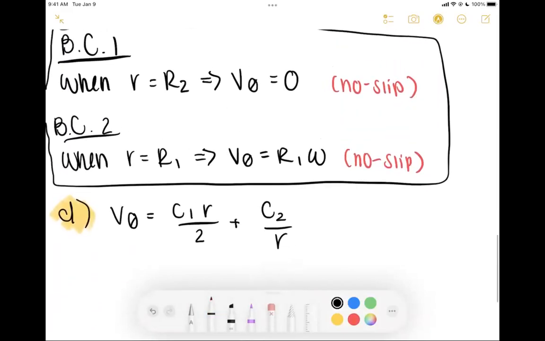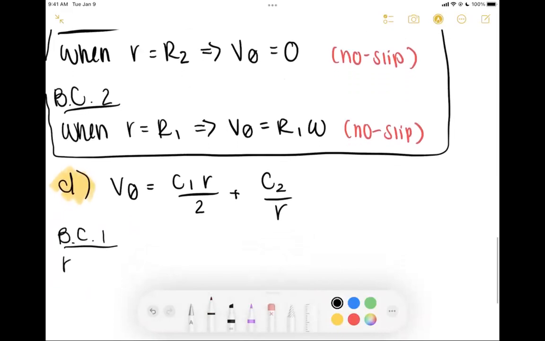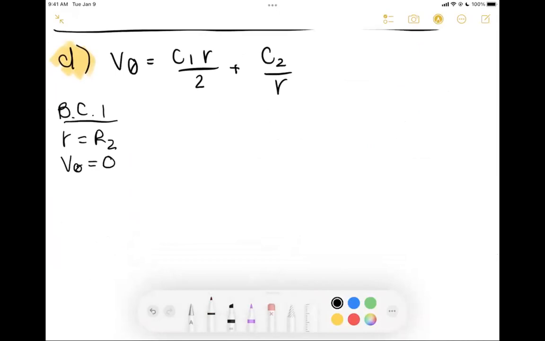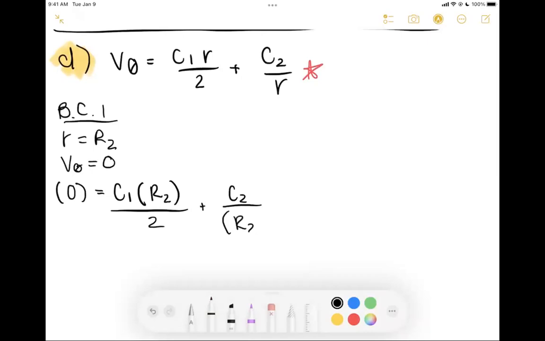And using the first boundary condition, BC1, where R is equal to R2 and V theta is equal to 0, I'm just going to plug it into this master equation up here, velocity of theta. I'm going to say V theta is 0, putting it in parentheses so you know where I'm plugging them in. And this is C1 R2 over 2 plus C2 over R2.